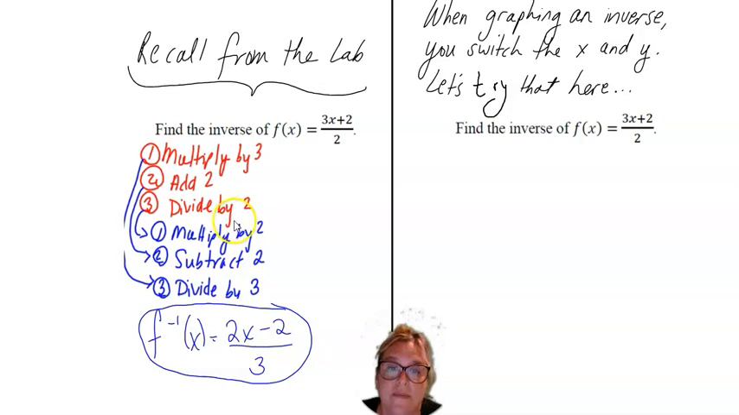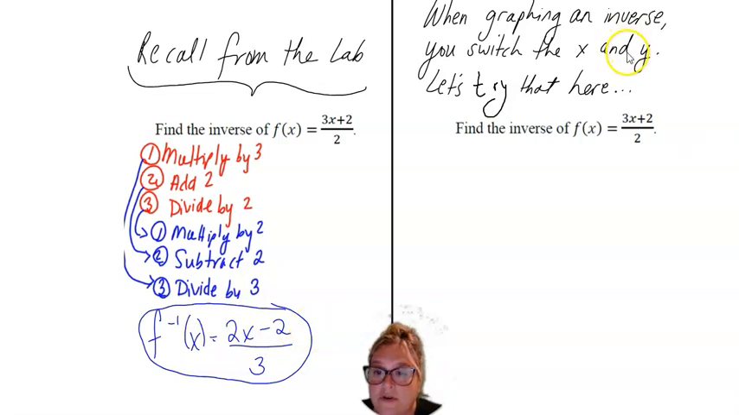So the inverse of dividing by 2 is multiplying by 2. So we start by multiplying the x by 2. Then the inverse of adding 2 is subtracting 2. So now we have 2x minus 2. The inverse of multiplying by 3 is dividing by 3. And don't forget, you have to first do the 2x minus 2 before you divide the entire result by 3. Then you use your inverse notation to denote the inverse, and that -1 superscript is the notation for inverse. So this reads f inverse of x is equal to the quantity 2x minus 2, all divided by 3.